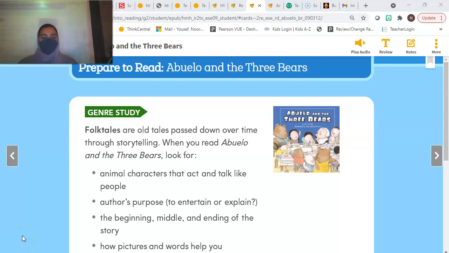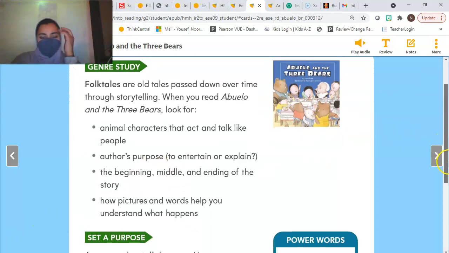Today we're going to be reading Abuelo and the Three Bears. Abuelo and the Three Bears is a folk tale. Folk tales are old tales or stories passed down over time through storytelling. So when you read Abuelo and the Three Bears, we're going to look for animal characters that act and talk like people. The author's purpose, is it to entertain or explain? Why? What is the author's purpose of writing this?